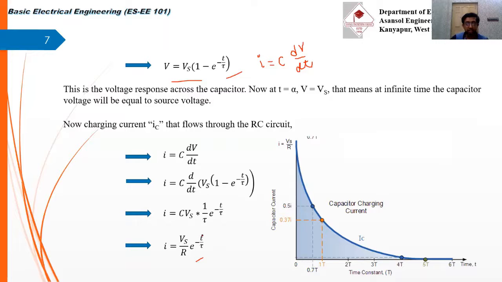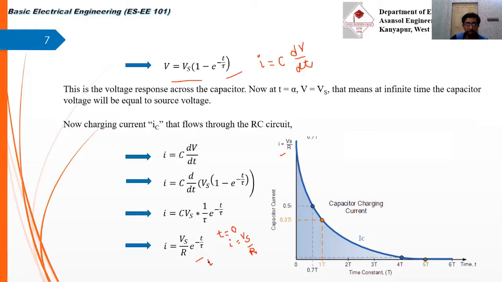So here if you put t equals 0, what will you find? At t equals 0, e to the power minus 0 means 1. So Vs by R. That means at t equals 0, the I value is always maximum, that is Vs by R. In the graph, you can also see that the current at t equals 0, when the switch is just closed, is maximum, and the value is Vs by R.